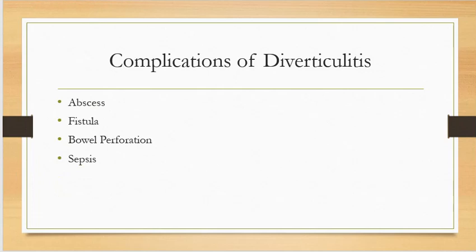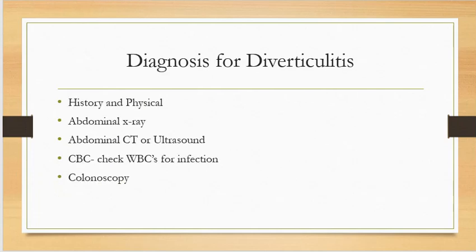So complications, once again, are abscesses, fistulas, bowel perforation, and sepsis. Diagnostics for diverticulitis are a complete history and physical. We would do an abdominal x-ray, maybe an abdominal CT or ultrasound. We would check a CBC because we want to know what their white blood cell count is, and then a possible colonoscopy.